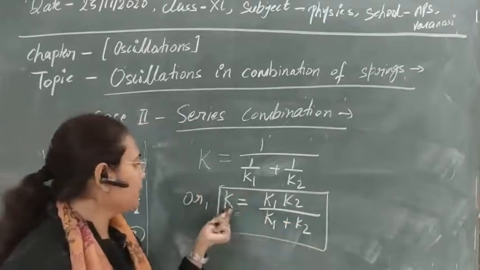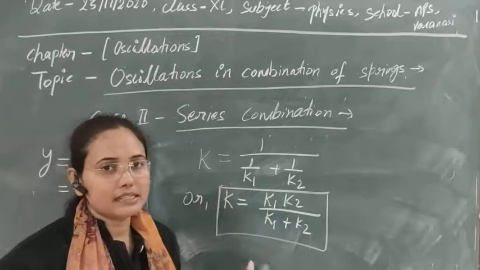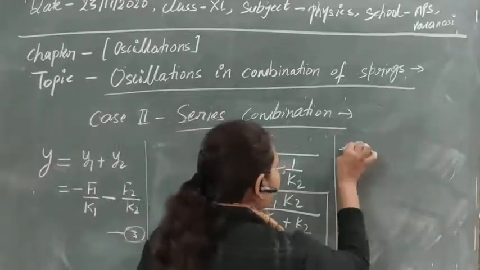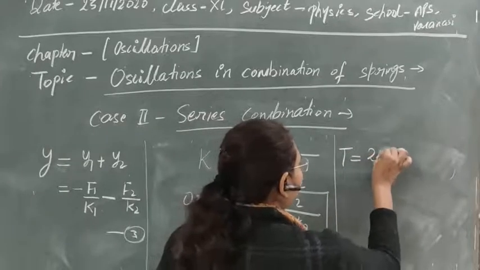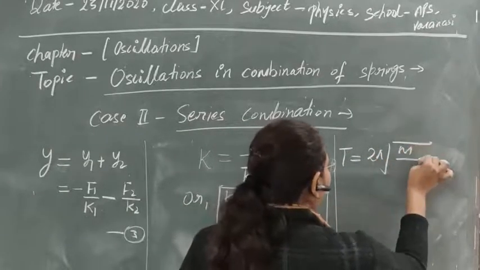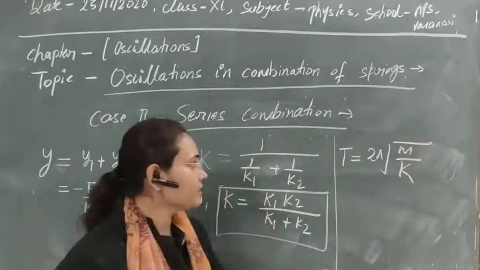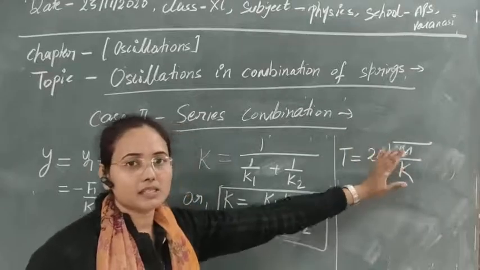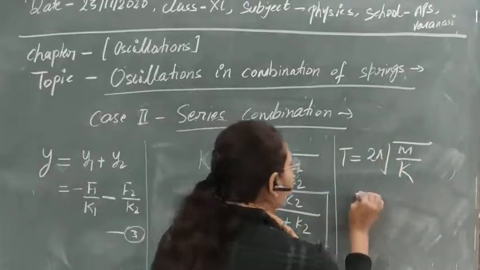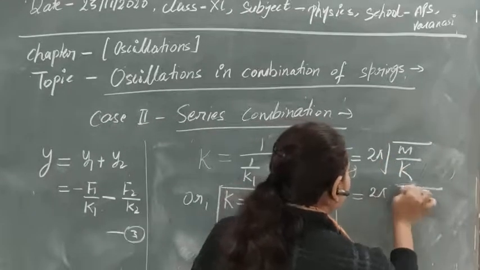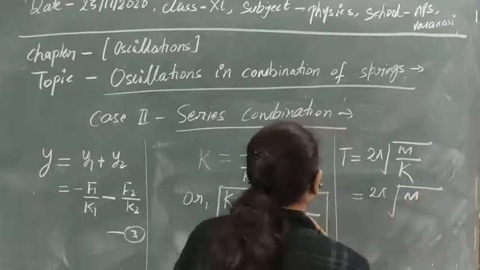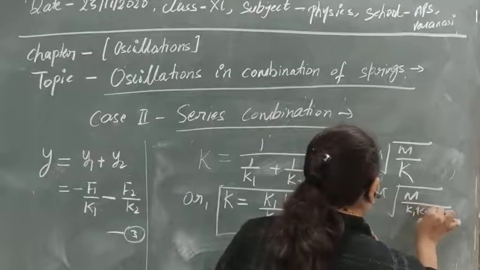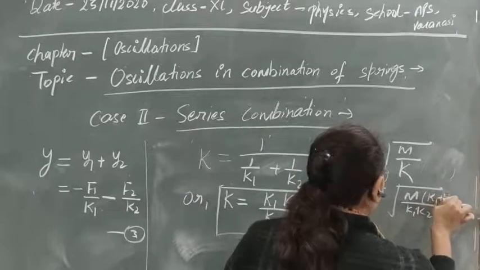Now if we have calculated the spring constant, then we can easily calculate the value of the time period. The time period, as you know, is given by T equals 2 pi root m by k. If k is the spring constant for the combination, this is the time period for the combination of springs in series. So put the value of k here, and this is equal to K1 K2 upon K1 plus K2.